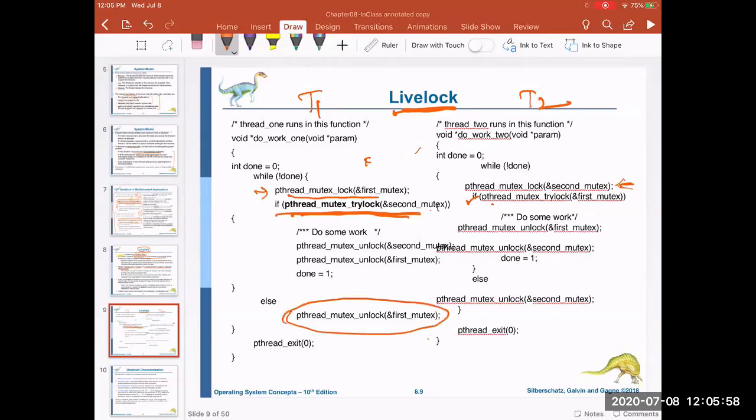What is the else part? It will release whatever it has already acquired and try again, because this is a while loop and done is still 0. Done is changed only inside here, so done is not 1. So it will try again, and in that case it may be possible that they start in a different situation.